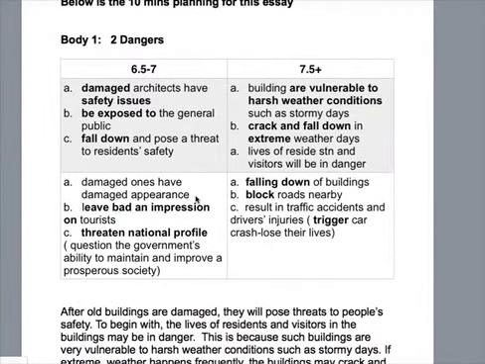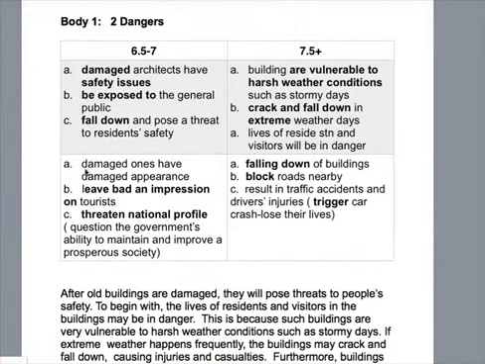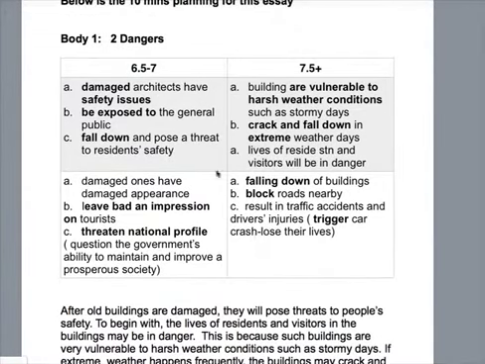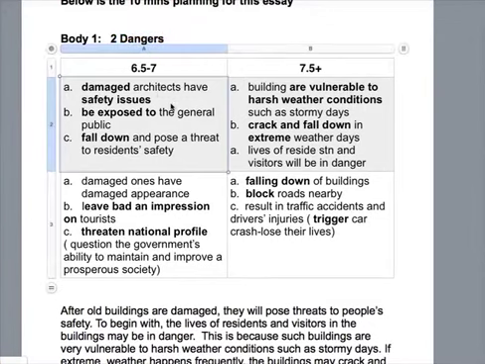Let's have a look at what the differences are between 6.5 and 7.5. Yesterday's one was a 7, so this one is over 7.5 ABC phrases. Let's compare. So for body 1, we need to write 2 dangers, right? The first danger, my student wrote, damaged architects have safety issues. What happened next? When they are exposed to the general public, fall down and pose a threat to resident safety.